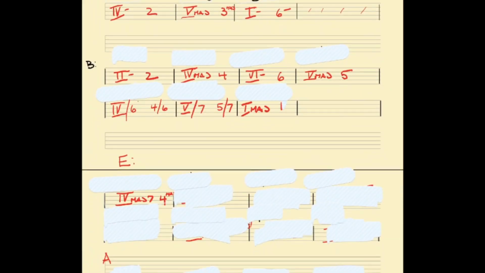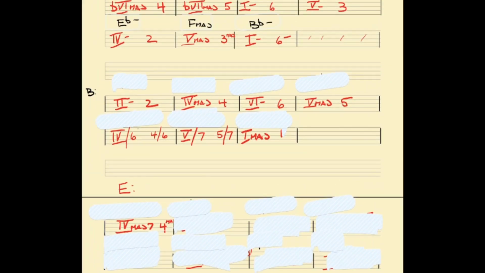Okay, key of B. Now this one has some inversions. Okay, that's kind of nifty. We'll get to that. Key of B, got to think the notes in the key of B. There's 5 sharps, okay? And then we've got to line up the chords. So 2 minor is C sharp minor. Your 4 major is E major. 6 minor is G sharp minor. 5 major is F sharp major.